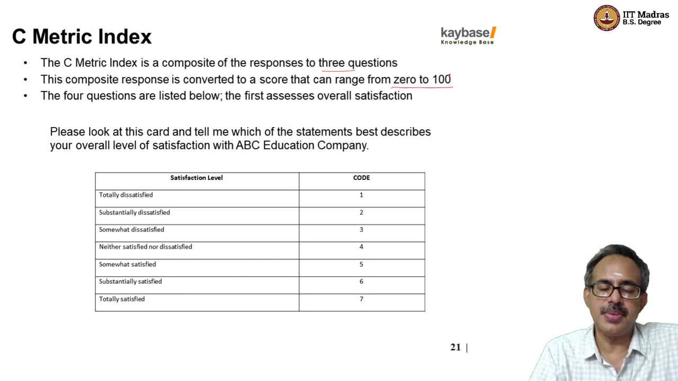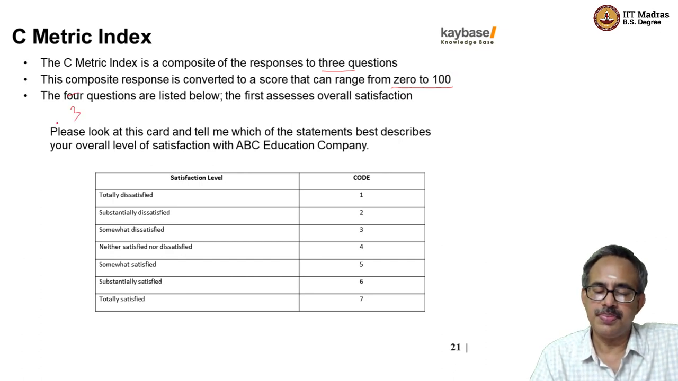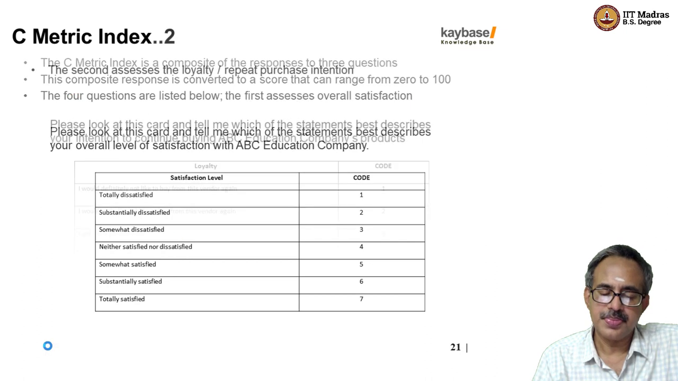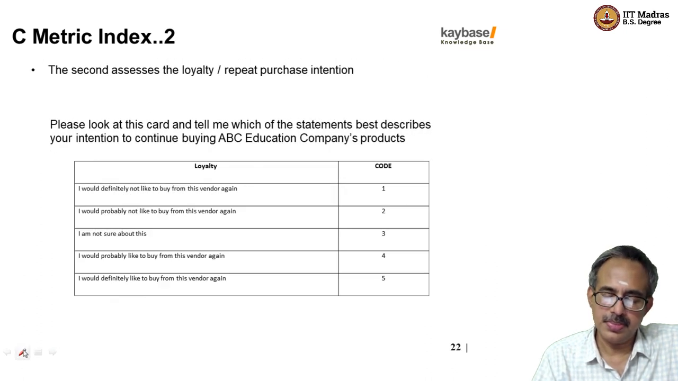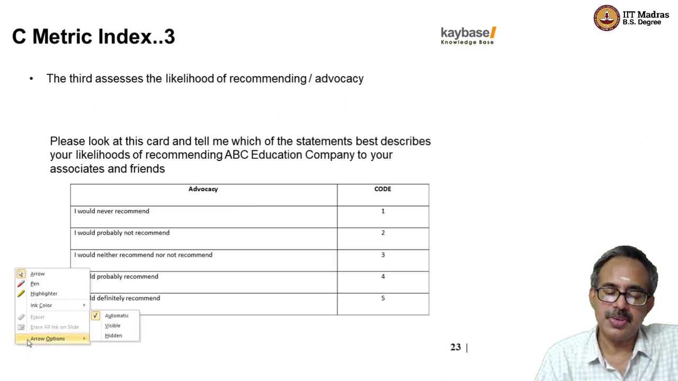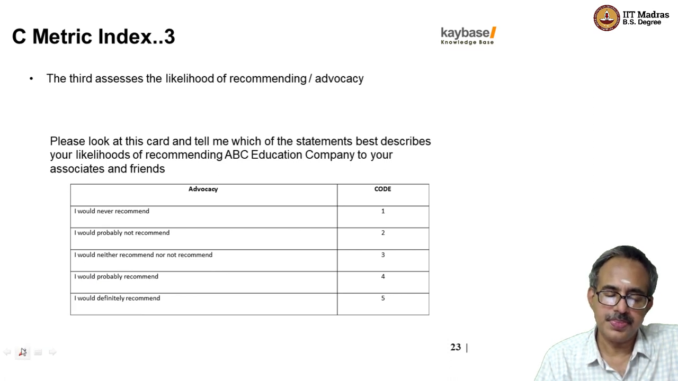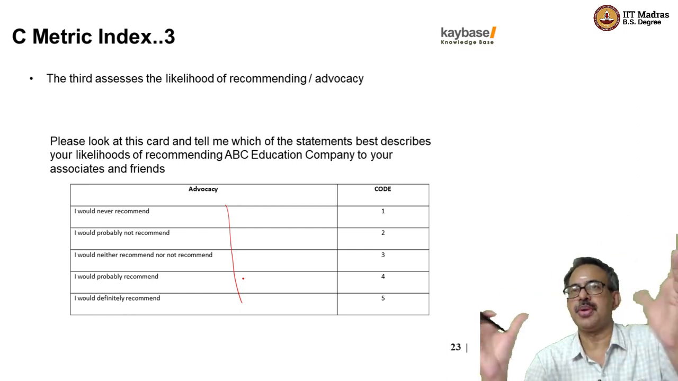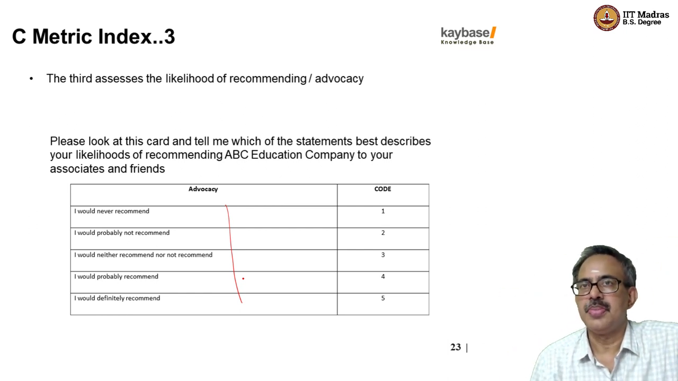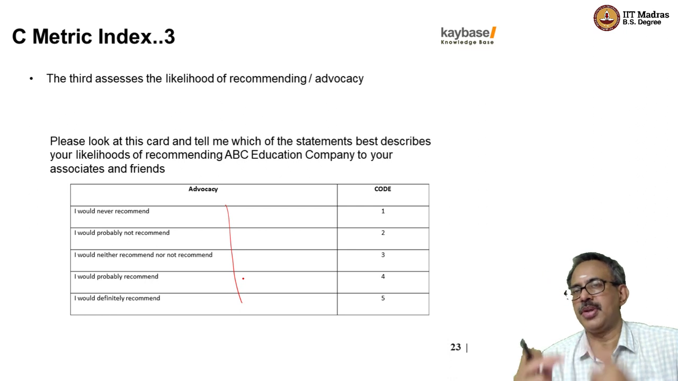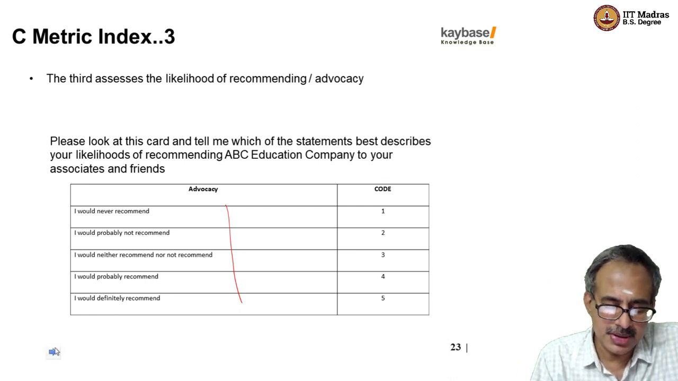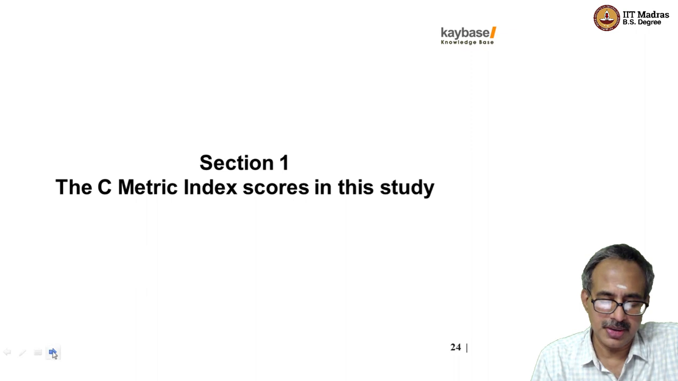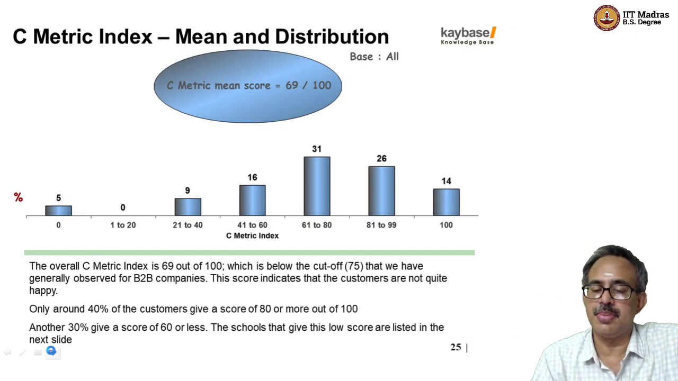The three questions are: are you satisfied? Will you buy from this vendor again? And would you recommend? The three questions together go into one composite index, which we call C-metric, that's all. It's an easy way to compare, giving one number for the company as a whole. So let's look at what the results are for this particular project that we have done. The sample size was 60, if you remember.